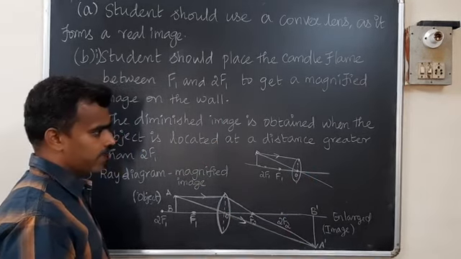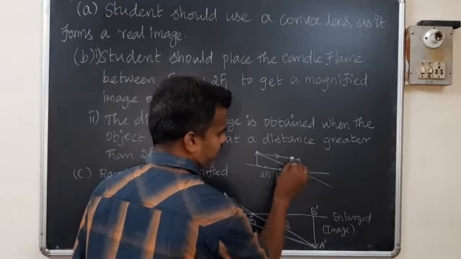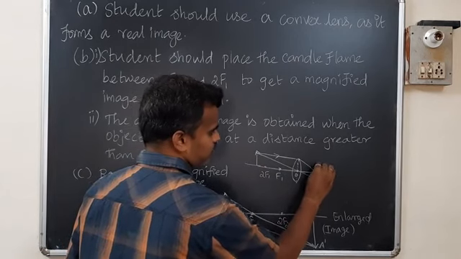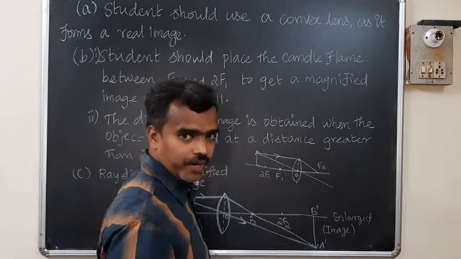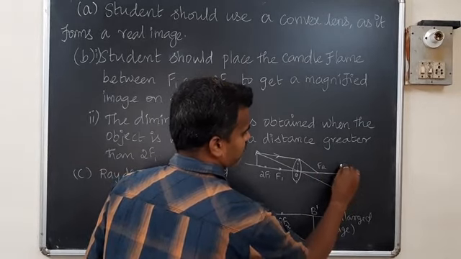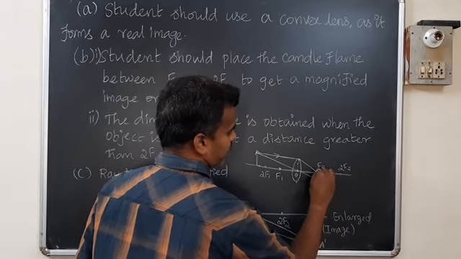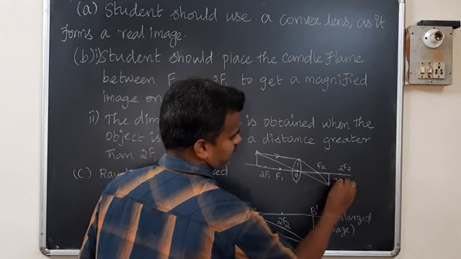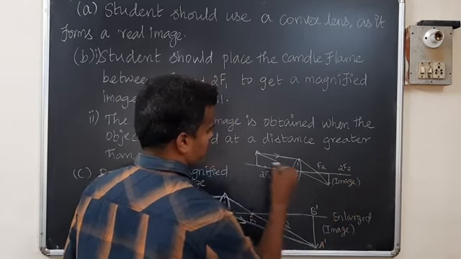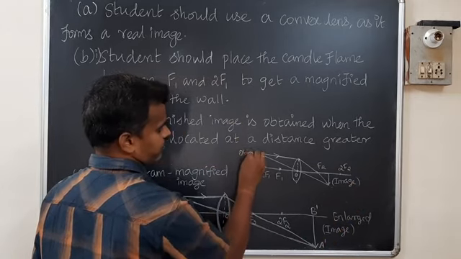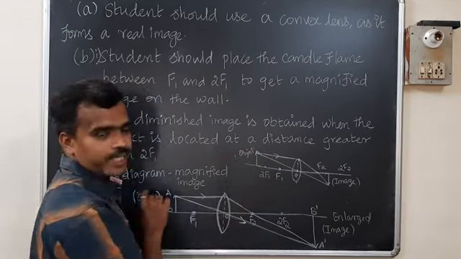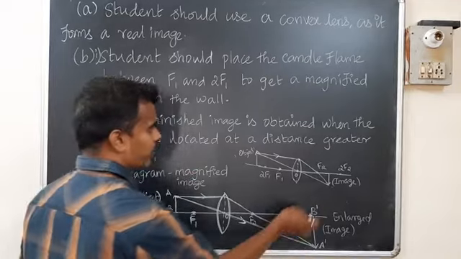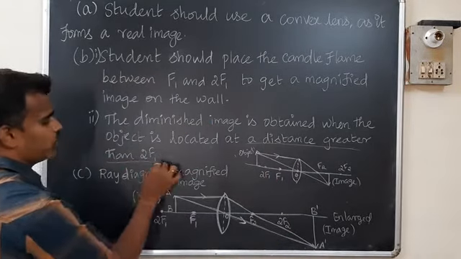And where will these two rays meet? After the lens, the ray that passed parallel to the principal axis must pass through the principal focus. And here we have 2F2. These two rays will meet here. Now check: this is the image, and this is the object. Compared to the object height, the image height is diminished. That's why we get it when the distance is greater than 2F1, or beyond 2F.